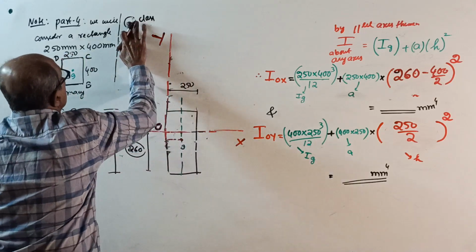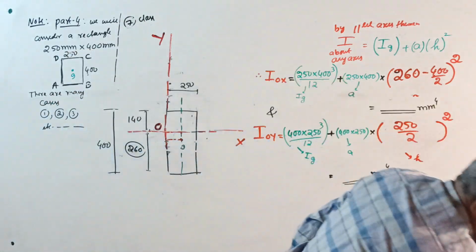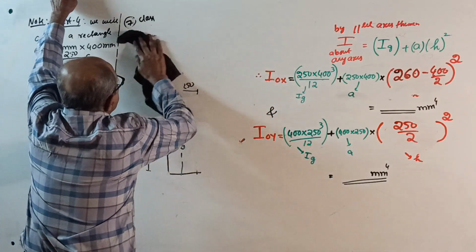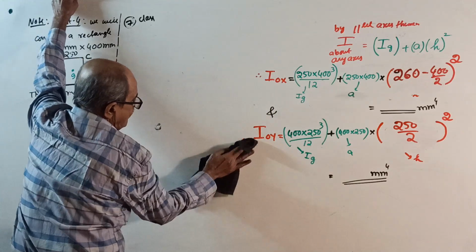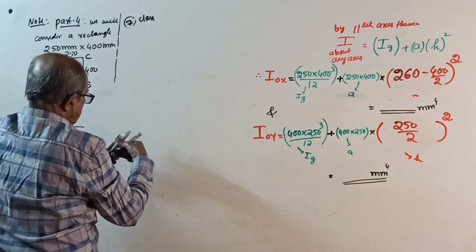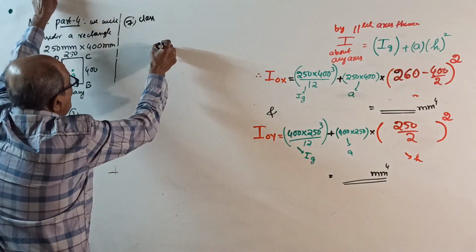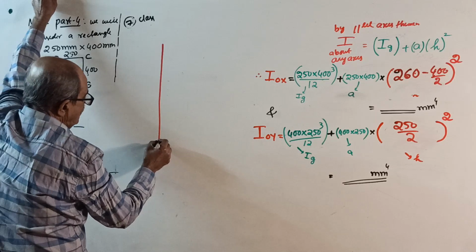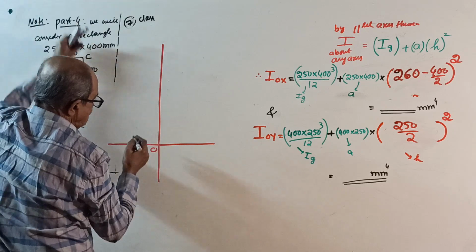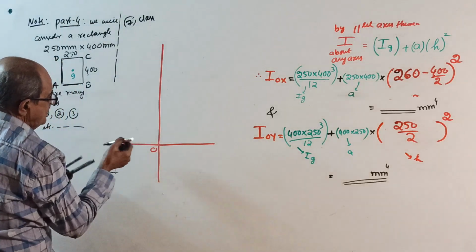Now we'll go to question number 7. Now it's interesting. Question 7 is very, very important. More concept is there. I'll first place it, then give the question. This is O. What I will do is place the rectangle here.